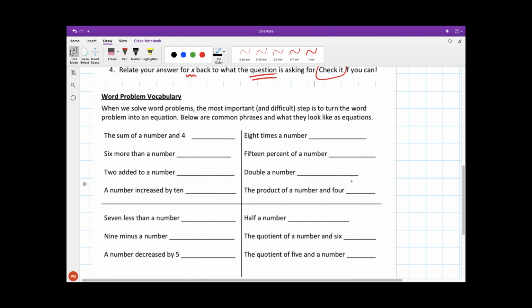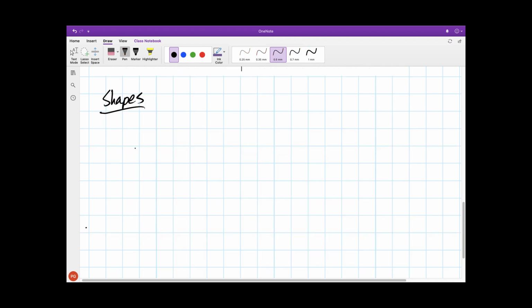During that lesson, we also went over some word problem vocabulary. I'm not going to go through all of this here, but the notes are available on my website. If this looks confusing, please take a look. For this video, we're going to talk about word problems that involve shapes, so geometric shapes.